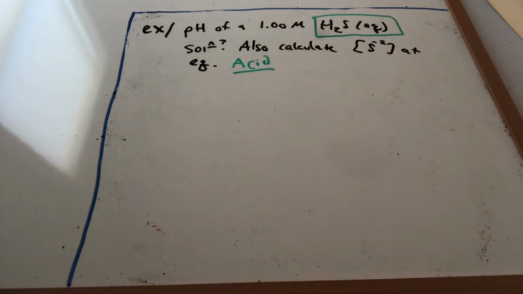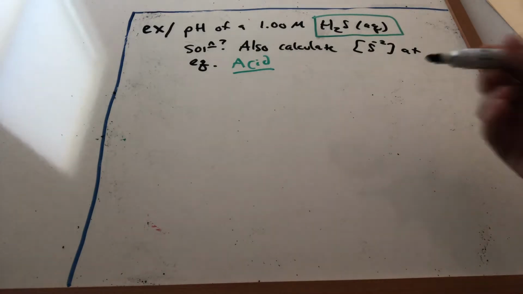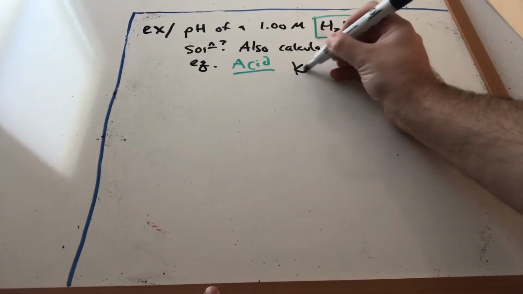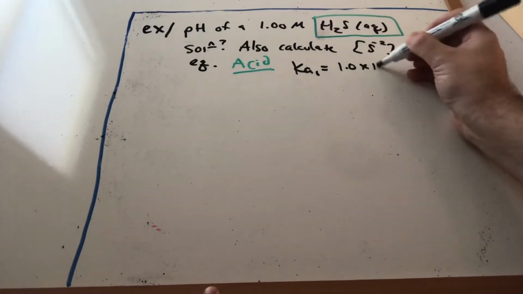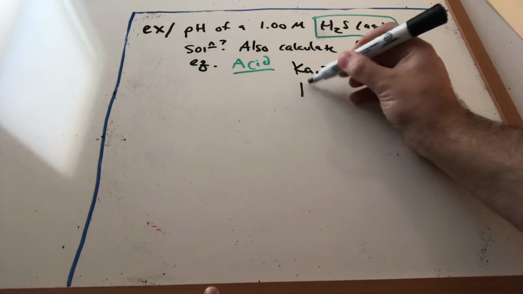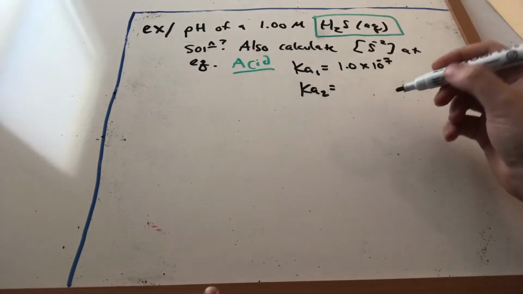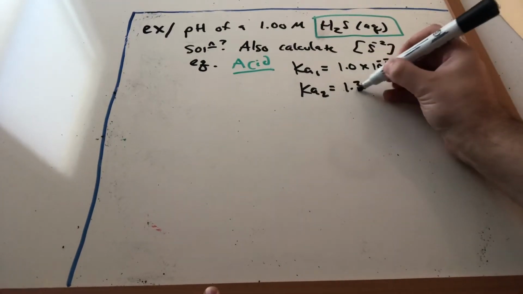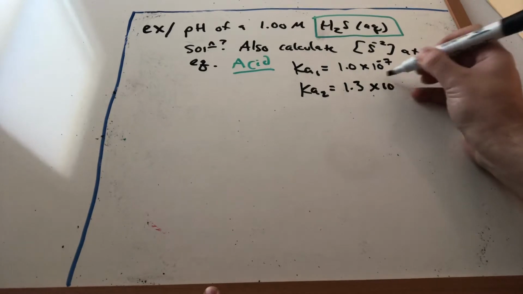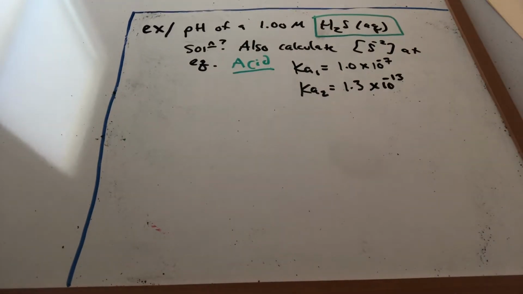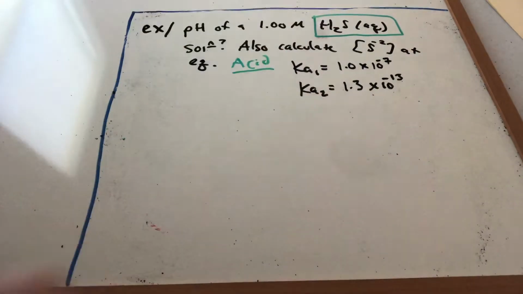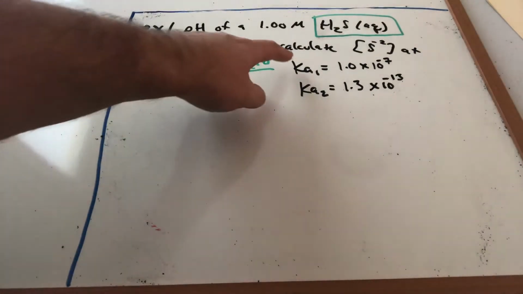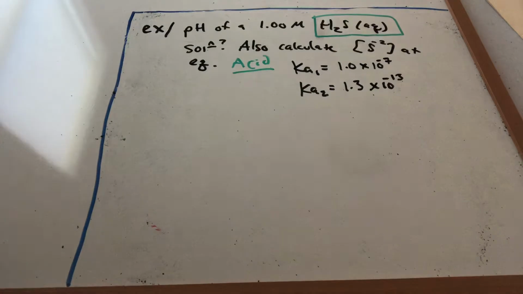So I'm looking for Kas. For this species, it has two different Kas. It has a listed Ka1 of 1.0 times 10 to the minus 7th, and a Ka2 listed, which is 1.3 times 10 to the minus 13th. So we see that it has two H's, and not surprisingly, there are two different Kas.